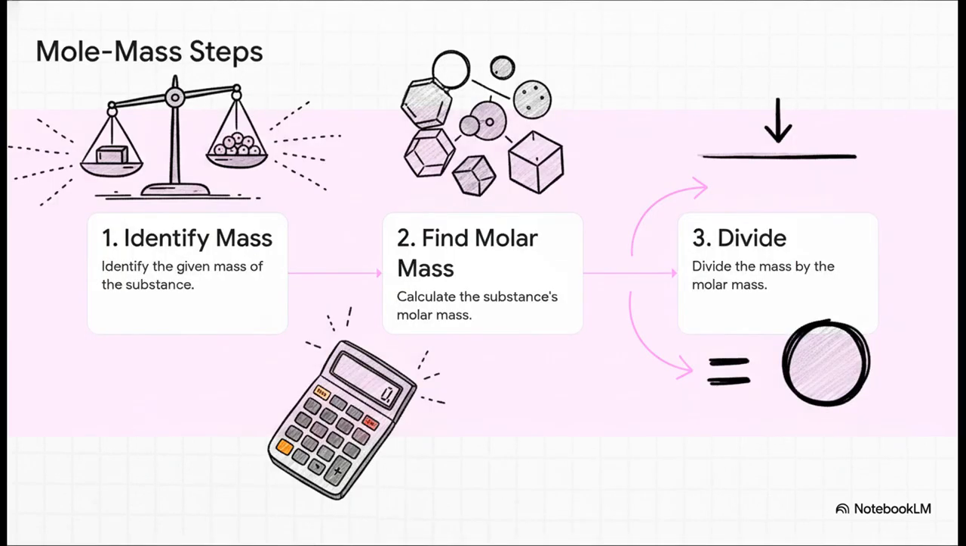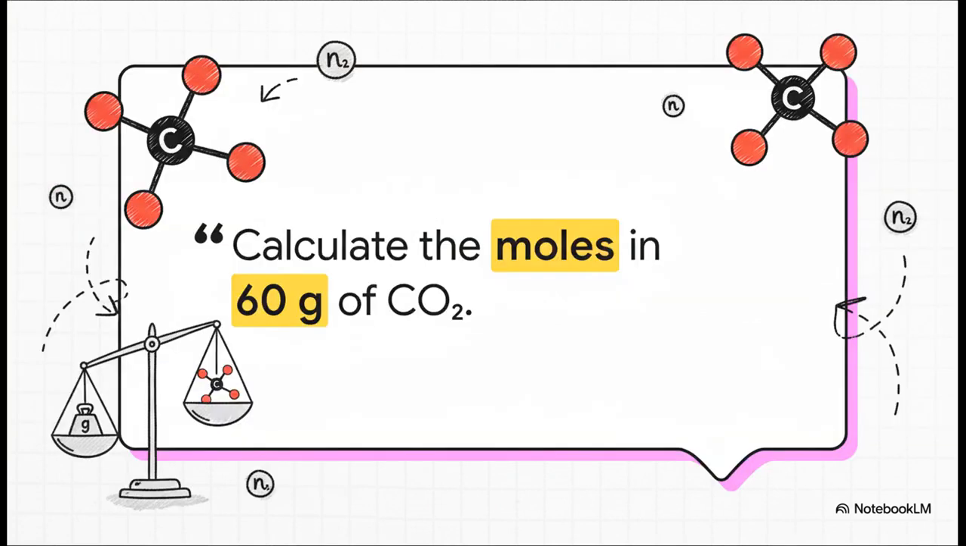Let's just break this down into 3 super simple steps. You can't go wrong. First, you find the mass you're given in the problem. Second, you calculate the molar mass from the chemical formula. And third, you just divide that first number by the second. Easy as that. All right, enough theory. Let's put this first tool to work with a real example. Let's say you've got 60 grams of carbon dioxide. The question is, how many moles of CO2 do you actually have?